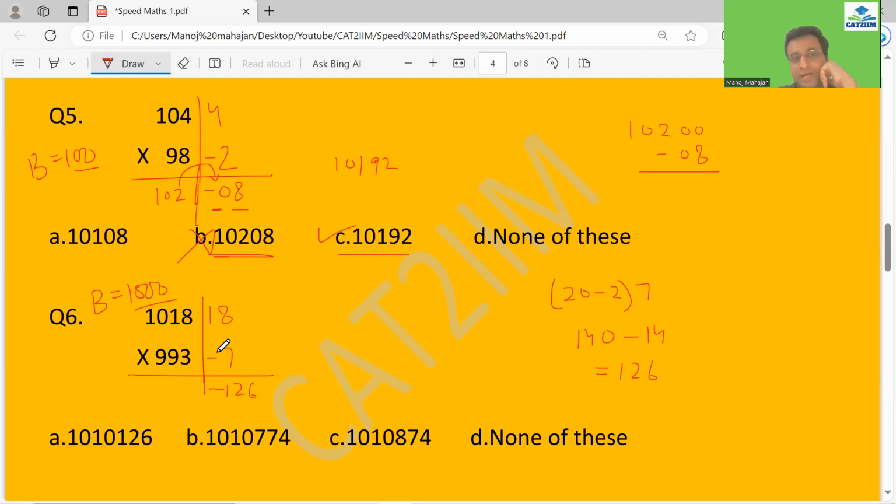So there are 3 zeros, 3 digits. Left hand side, if I look over here, would be nothing but 1018 minus 7, which would be 1011. Again, take a carry forward. This time it would be from the 1000 place. So this would actually become 1010. From 1000, if you subtract 126, you would actually get 874, which is your option number C out here. So remember, be careful while making negative into positive, right?